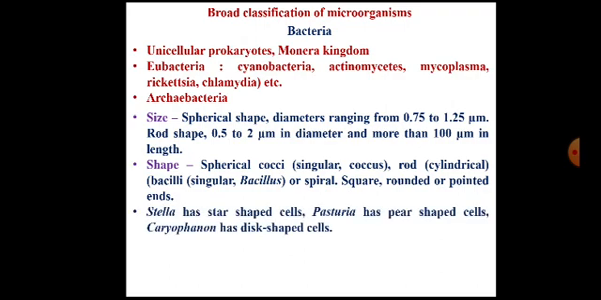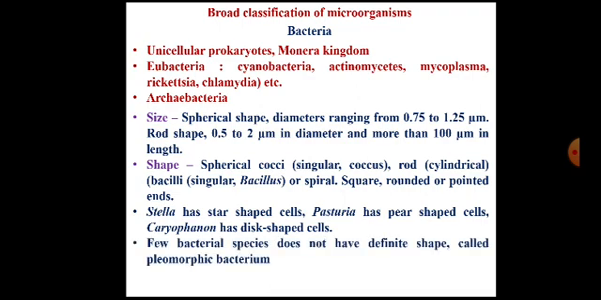There are also exceptional shapes. For example, Stella is the name of a bacterium that has star-shaped cells. Pasteria has pear-shaped cells. Caryophanon has disc-shaped cells. Few bacterial species do not have a definite shape. They are called pleomorphic organisms.